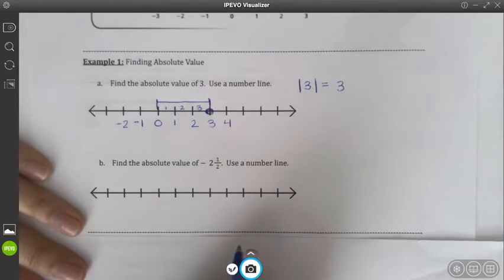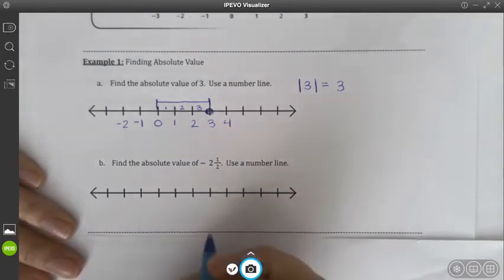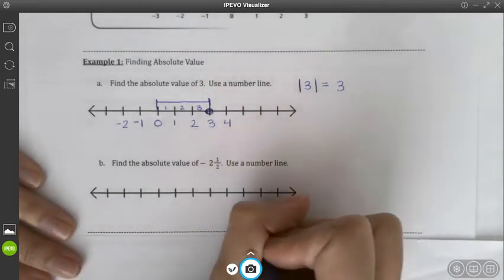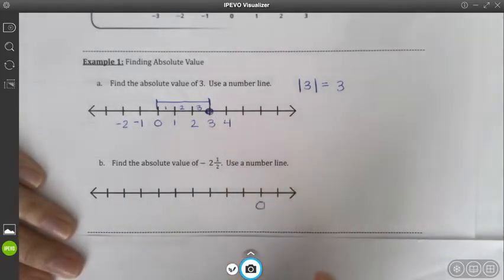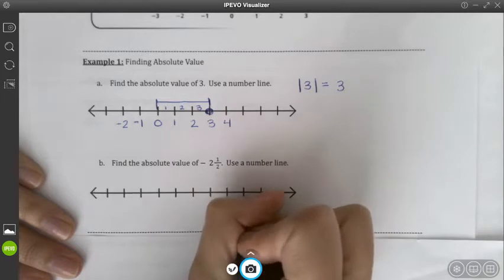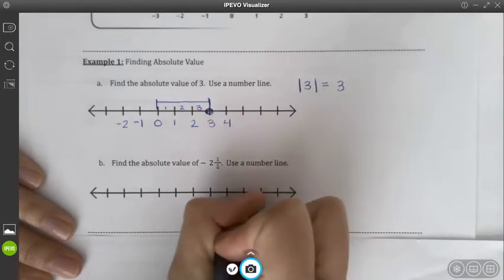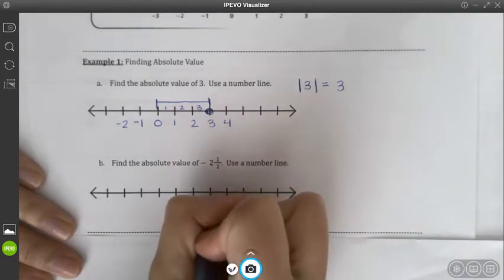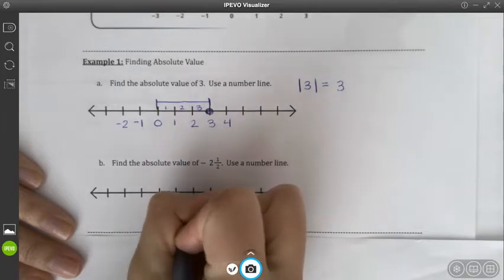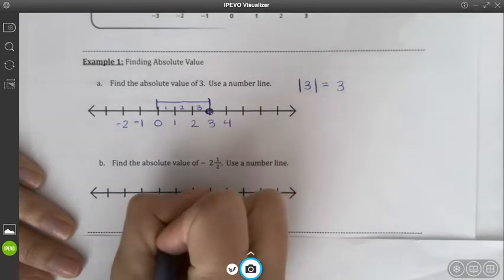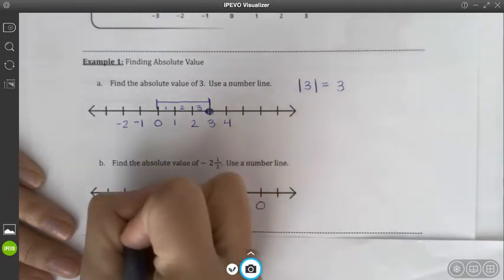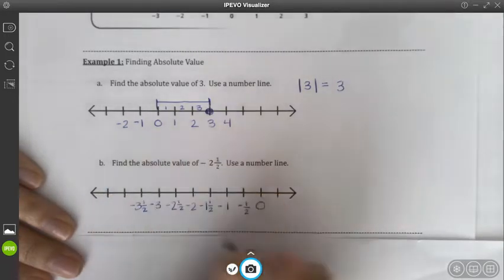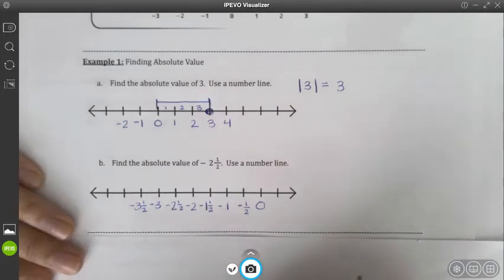Now let's do this one. Find the absolute value of -2.5. Okay, so I'm going to have 0 up here because I know negative numbers are to the left of 0, and I'm going to count by halves. So -1/2, -1, -1.5, -2, -2.5, -3, -3.5. I think that's enough for us to be able to figure out our answer.